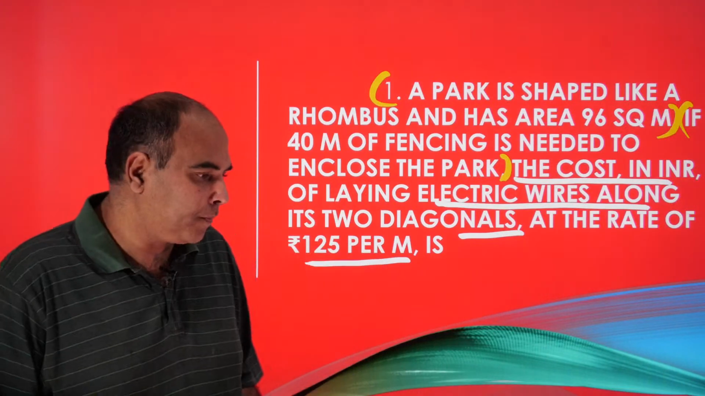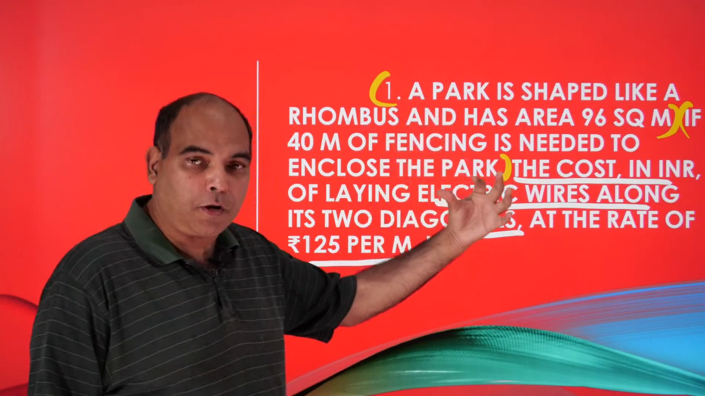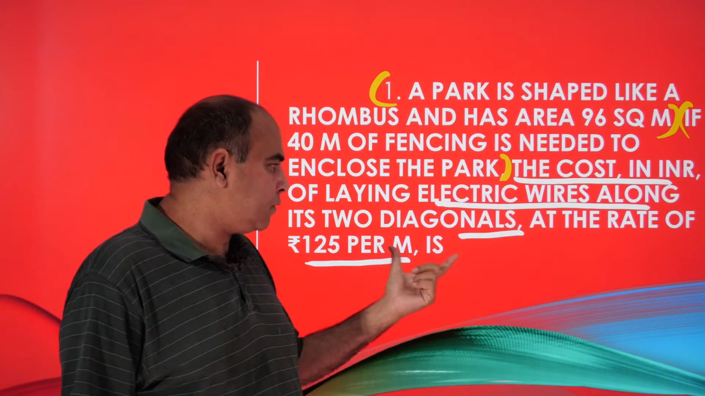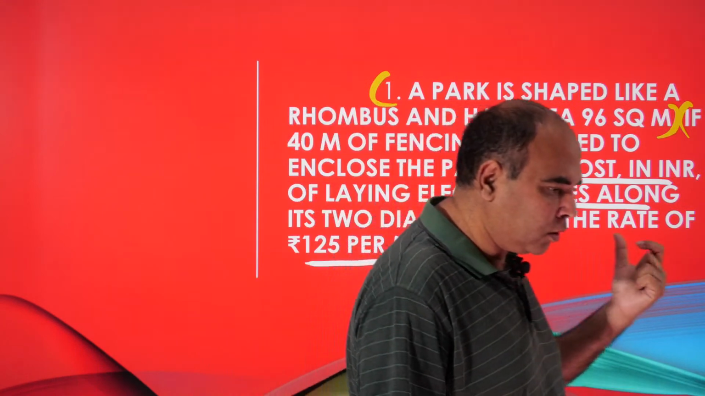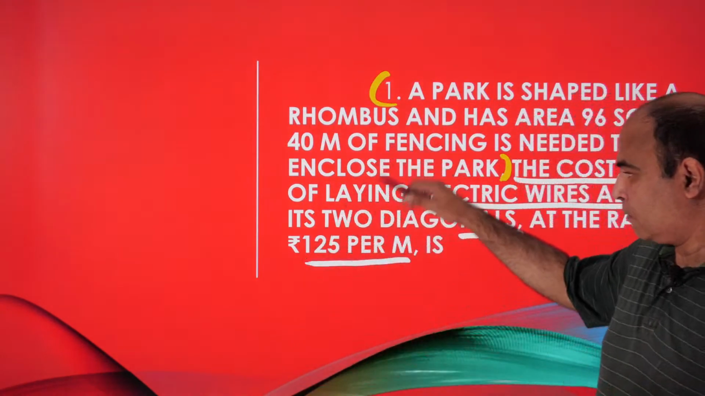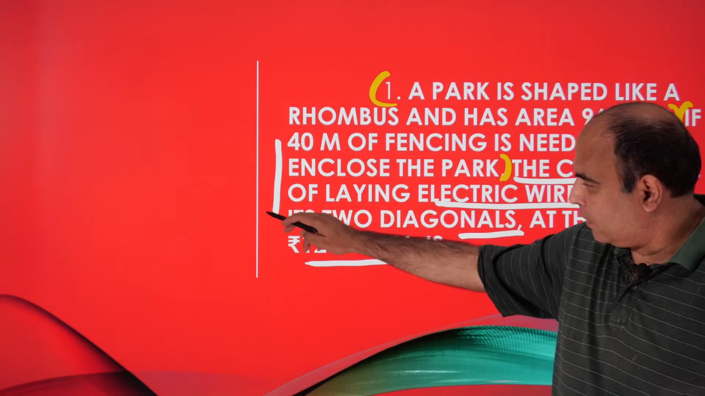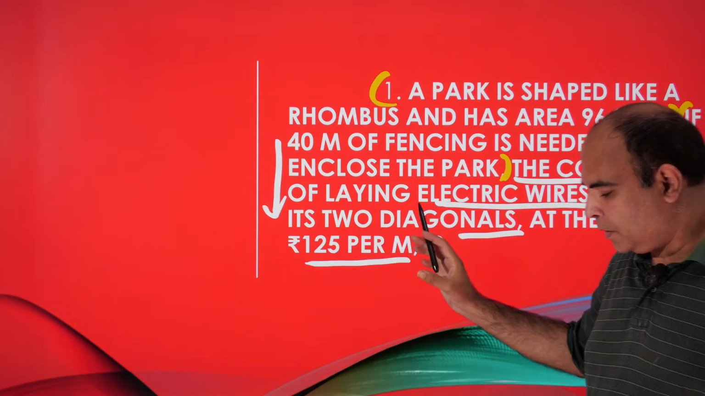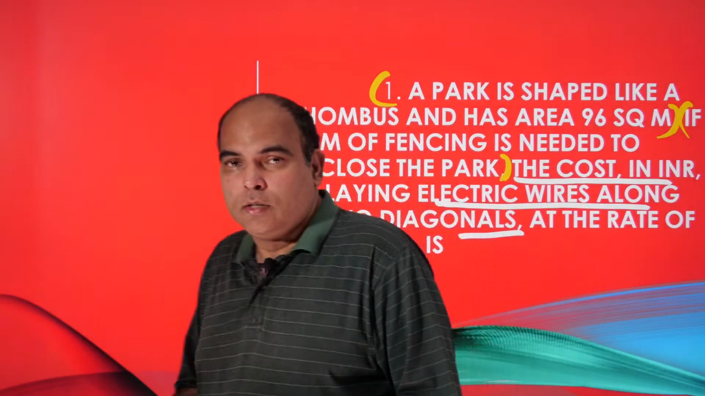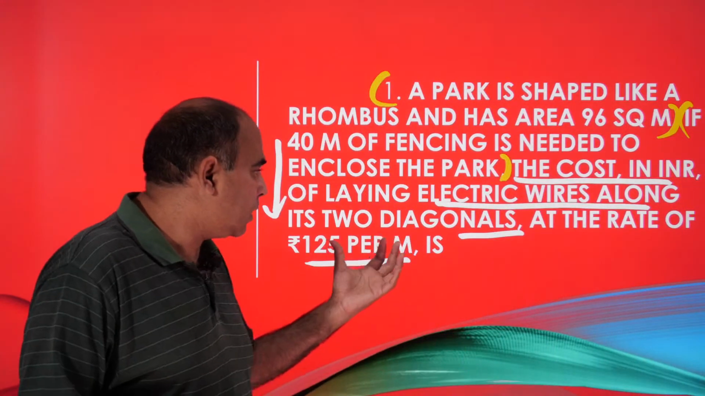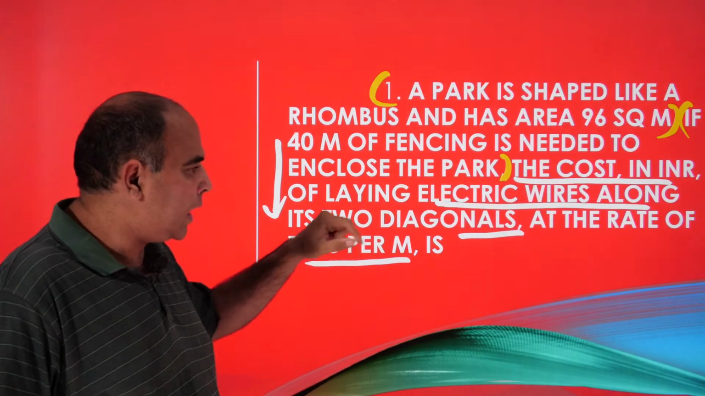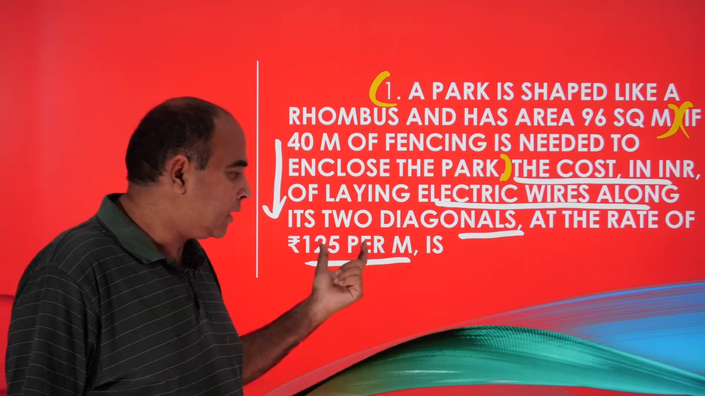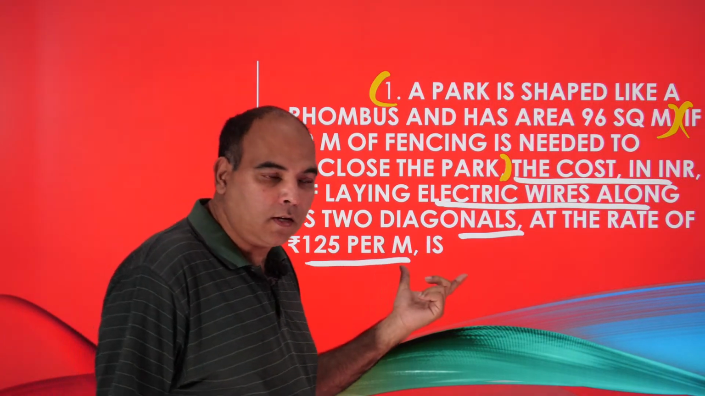Of course, in case you miss one of the triggers at the start of the problem, you have this from the last, when they tell you that we want to find out the total cost. If you miss the triggers at the start and reach here while reading, you have this from the question: what the question is asking is the cost of laying electric wires along the diagonals, and the rate per meter is given. So you know that you have to find the length of the diagonals.